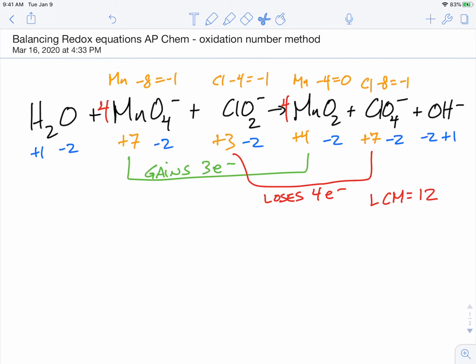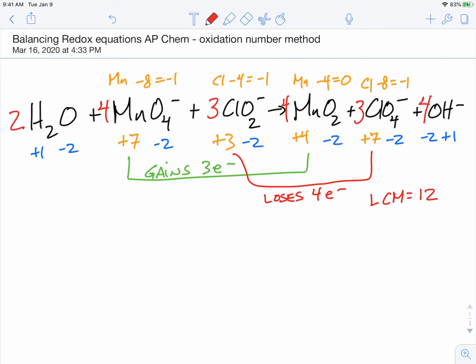That means something else has to lose those. So we look at what's happening with chlorine, it's losing 4 electrons. So 4 times 3 is going to give me 12. So I'm going to put a 3 in front of my ClO2 minus here and ClO4 minus here. Then it's just a matter of balancing everything else out. And what we've done so far is really the hard part. The last part would just be to balance out our hydrogens, things like that. And it's going to work out to be a 2 in front of the water and then a 4 in front of the hydroxide on the product side.